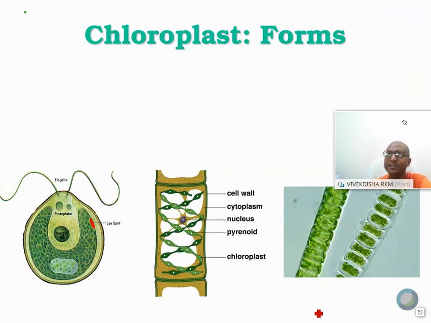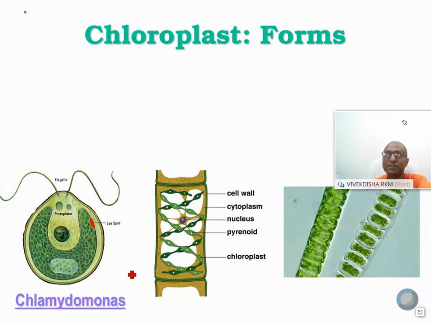In case of chloroplast, there are several types of form we can find. The left side, then center, and the right side. Can you identify the three organisms? Unicellular organism cannot be plant. So on the left side, this is Chlamydomonas, and it is unicellular. So it should be under the kingdom Protista, and it should be termed as protist.